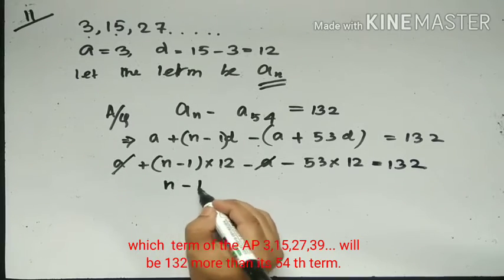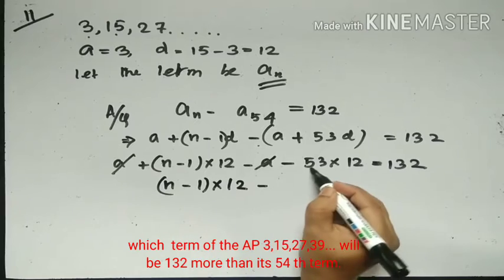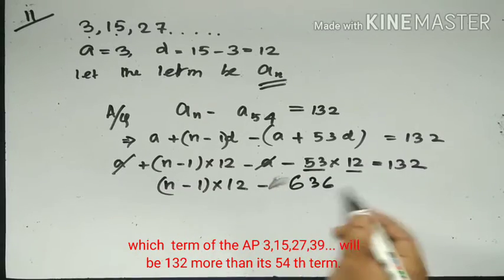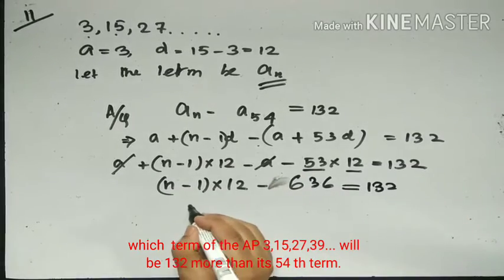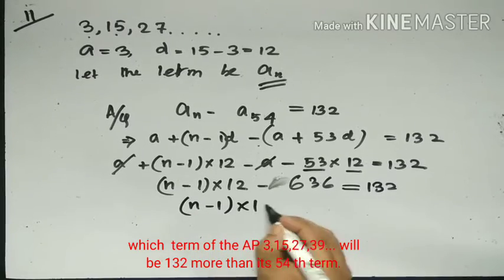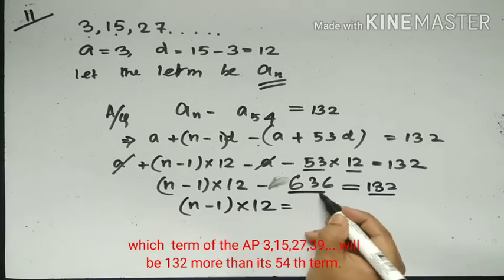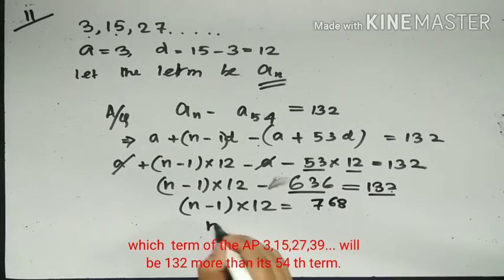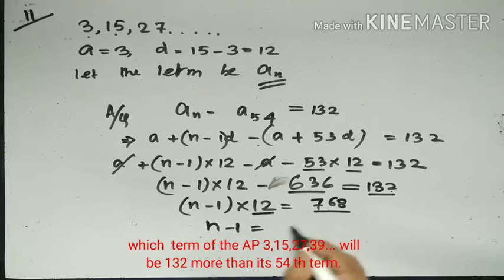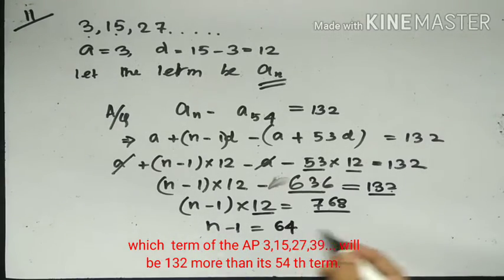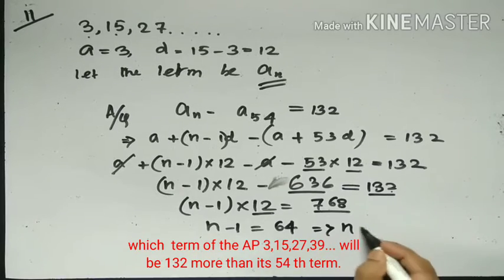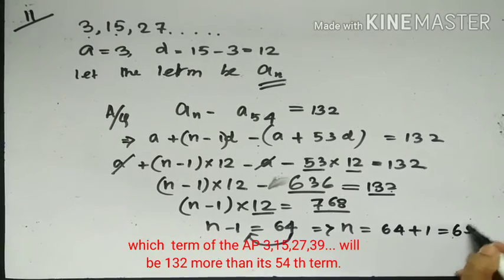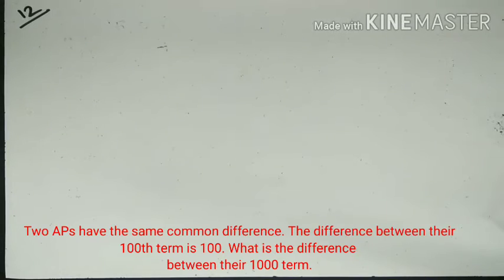So that means N minus 1 into 12, minus 53 into 12, that means 636, equal to 132. So N minus 1 into 12 equal to 132 plus 636, the answer will be 768. So N minus 1 equal to, by 12 you have to divide this, so the answer will be 64. Therefore N will be equal to 64 plus 1, so it will be 65.